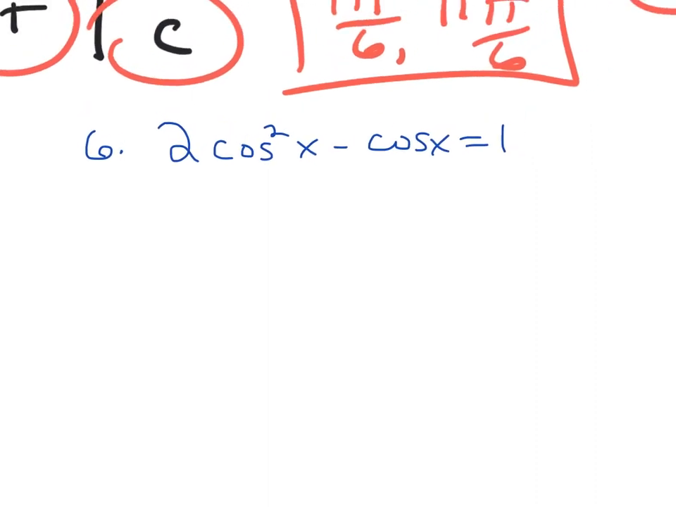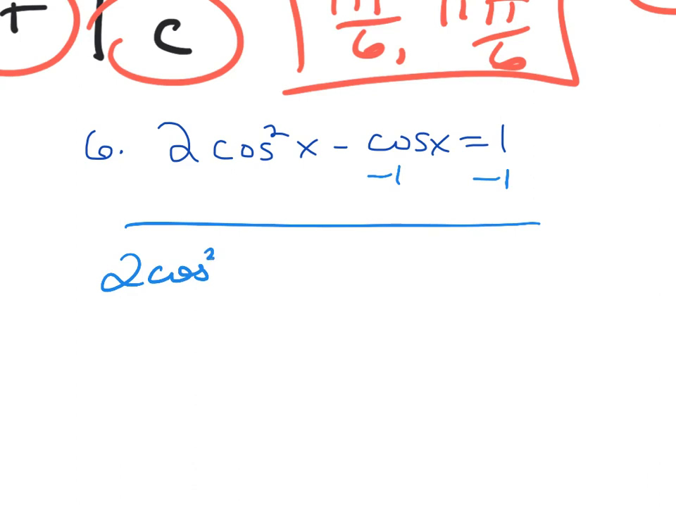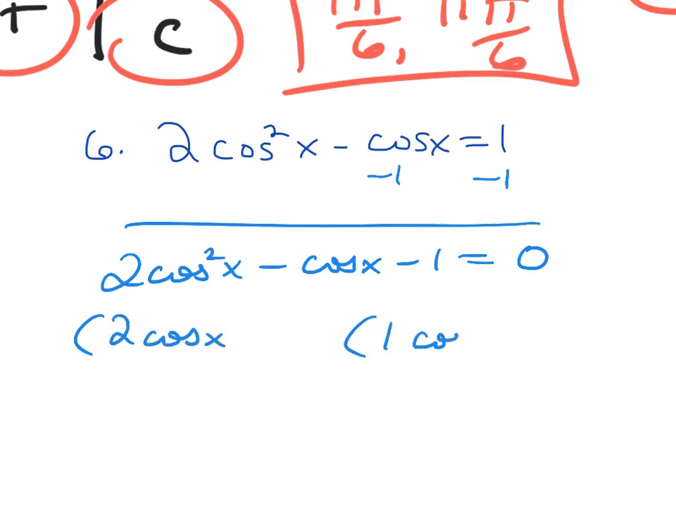All right. So for here, I'm going to make it into a trinomial. Again, you need to set it equal to 0. So I'm going to subtract the 1. So 2 cosine squared x minus cosine x minus 1 equals 0. I need to factor the trinomial. So I'm going to do it guessing and testing. I'm going to put a 2 cosine here and a 1 cosine here. And then I got to figure out where I put my negative sign for the 1.